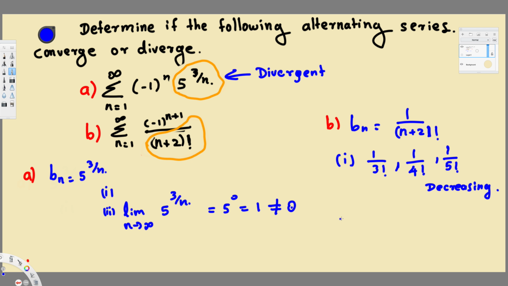The next condition is that the limit should be equal to 0. So let's take the limit as n approaches infinity of 1 over (n plus 2) factorial, right? If you apply infinity for this n value, this is going to be 0, because 1 over infinity is going to be 0. So this satisfies both conditions. It's decreasing and the limit is equal to 0. Therefore, this one is a convergent series, right?